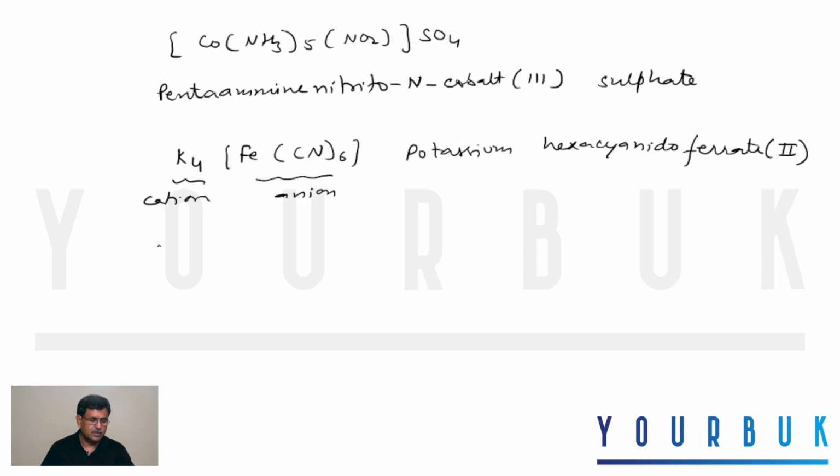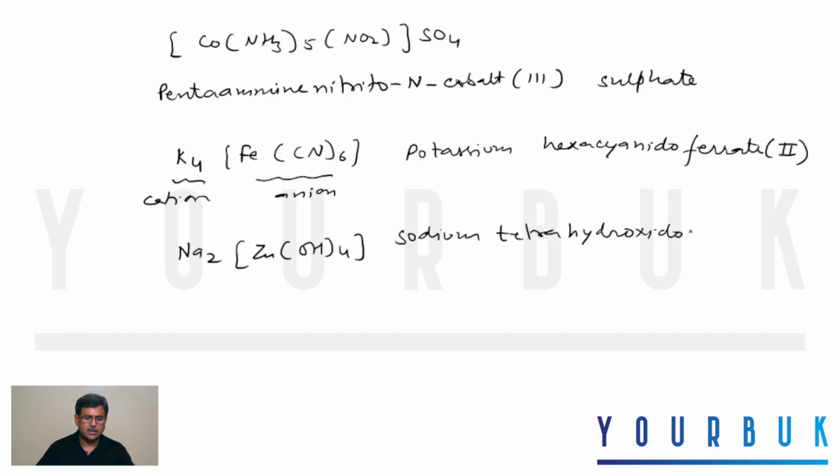Now one more example. It is Na2[Zn(OH)4]. Now the name is sodium tetrahydroxidozincate(II). Now again we are writing zincate, not zinc, because the complex is anion and the zinc ends in zincate.